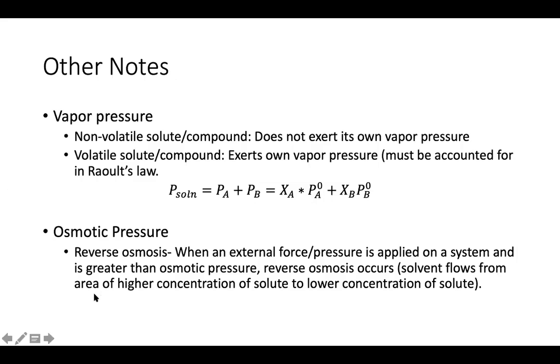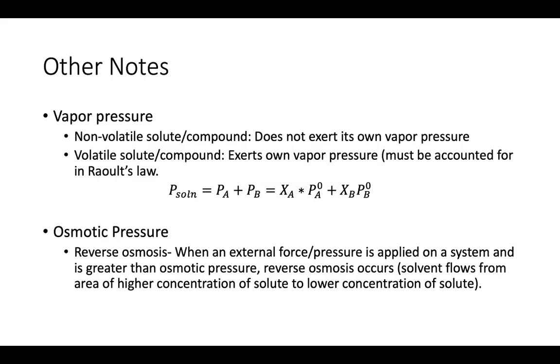Lastly, under osmotic pressure, we have something that we call reverse osmosis. When we solve for osmotic pressure, we're solving for how much pressure is required to stop osmosis. Reverse osmosis occurs when we apply an external pressure that is greater than our osmotic pressure. Reverse osmosis is quite literally what it sounds like. It's just the opposite of what we see during osmosis.